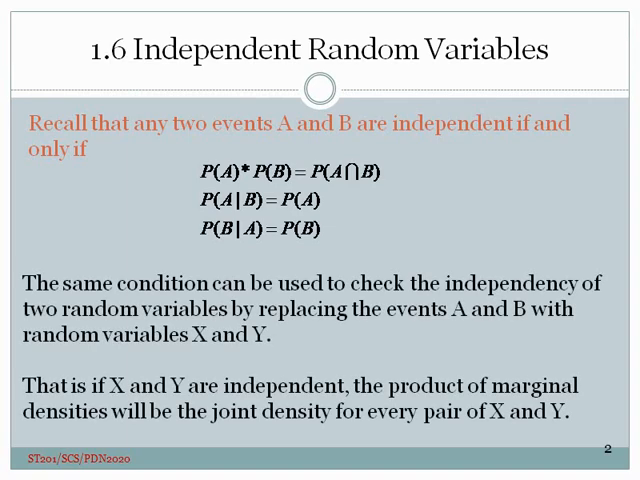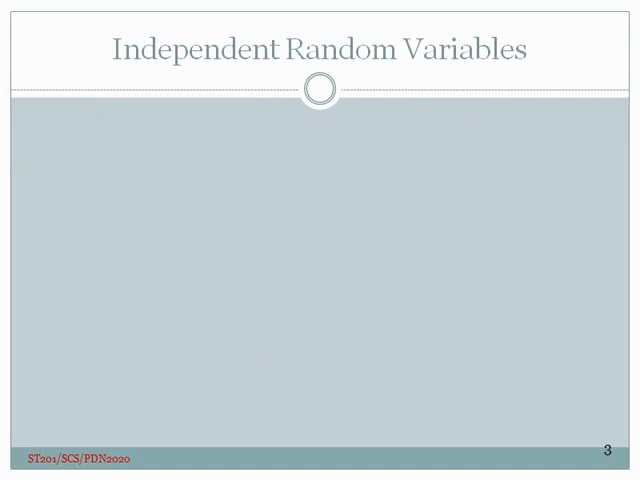The same condition can be used to check the independence of two random variables by replacing event A and event B with random variables x and y. That is, if x and y are independent, the product of the marginal densities will be the same as the joint density of x and y for every pair.